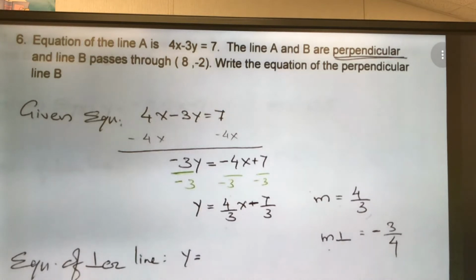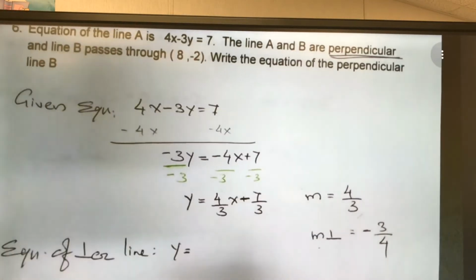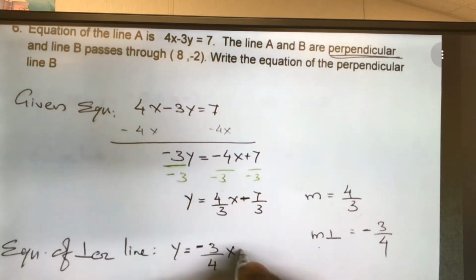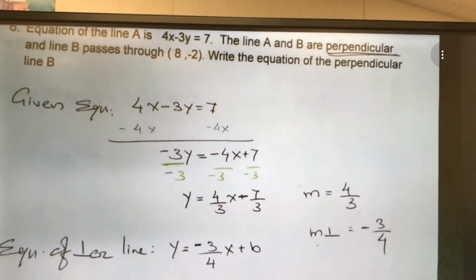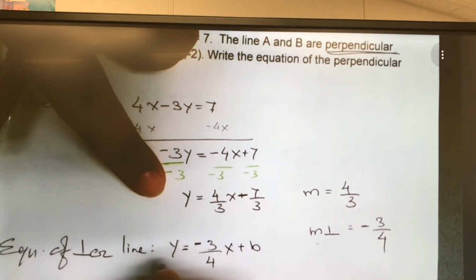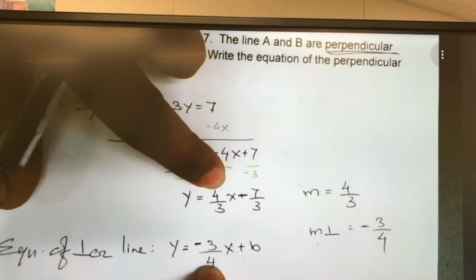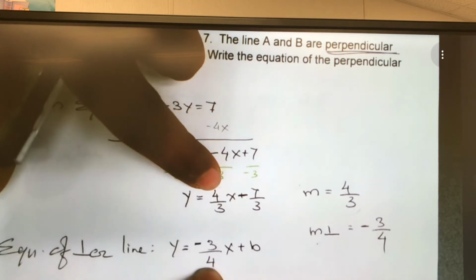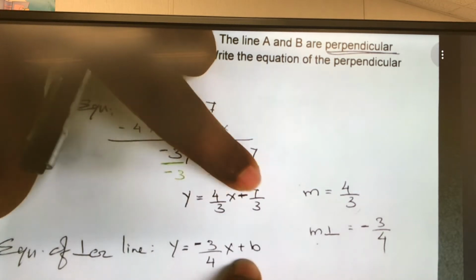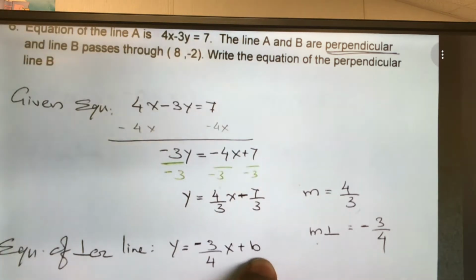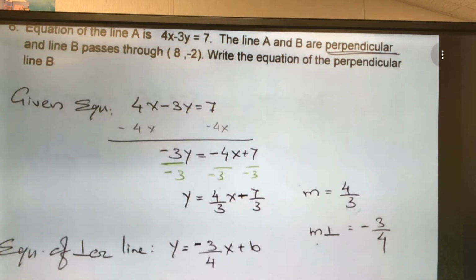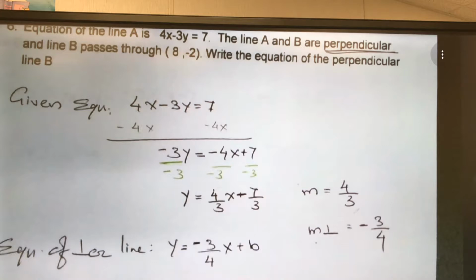So my equation of my perpendicular line is y is equal to mx plus b. I don't know what the b is. I need to figure out b. So compare this one, look at the difference. Y is equal to m x plus b. These lines are perpendicular, so the slopes are opposite reciprocals. The b of my line, I don't know where the graph is going to intersect, so I put b. Our next task is to find out the b.